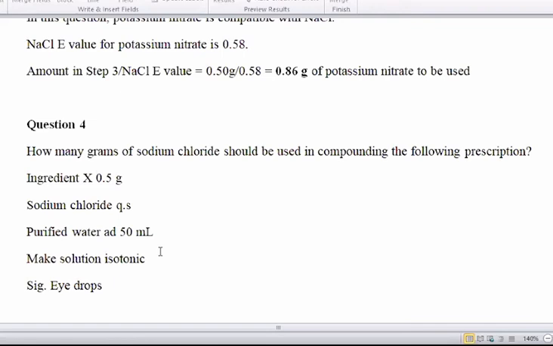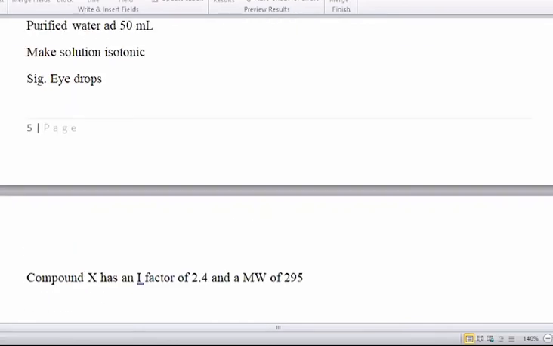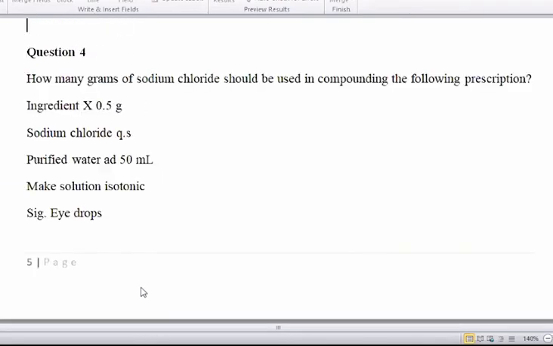You as a pharmacist must be able to calculate the E value of that substance. So they'll say, okay, it's got this I factor, it's got this molecular weight. We don't know these things to do with E values, so you are supposed to be the one to help us calculate this.